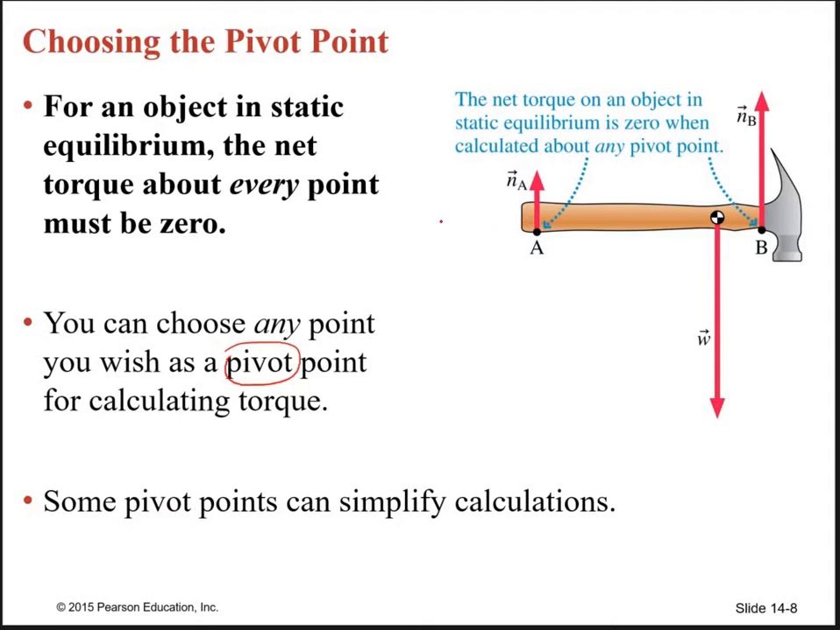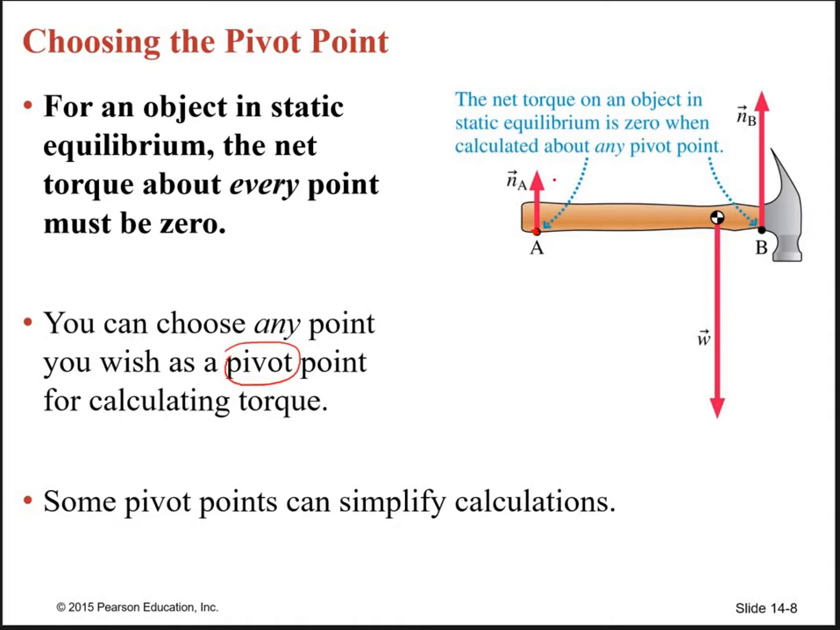So the pivot point can be any point, especially when it's in static equilibrium. You don't know where the object is going to rotate around. You don't know the point. You can choose anything as the pivot point. And a smart choice is always to choose a point so that one of the forces is at that point.